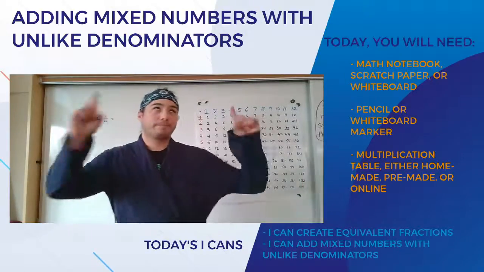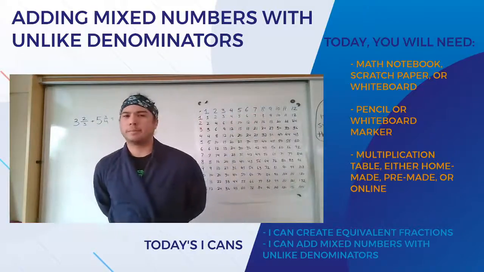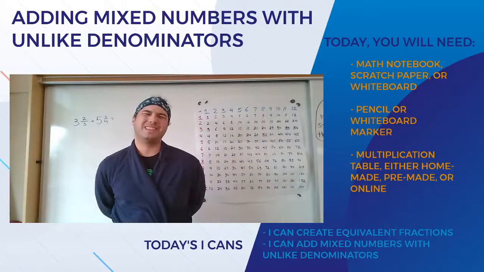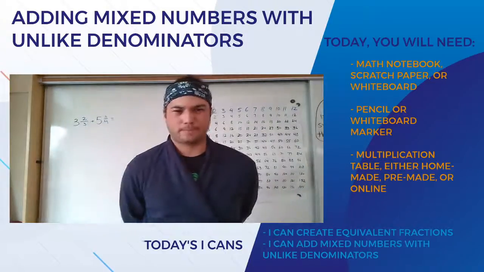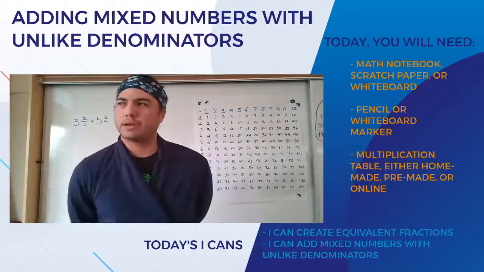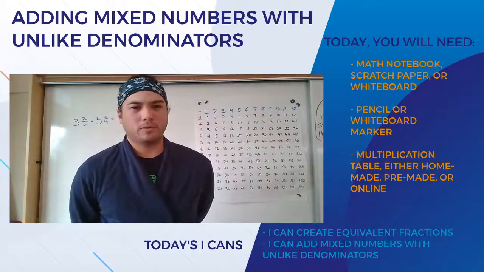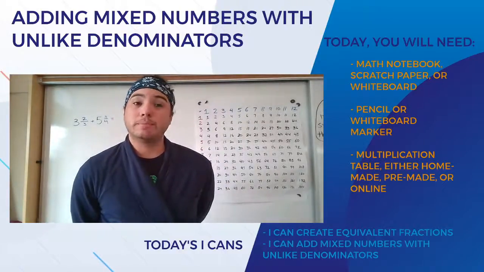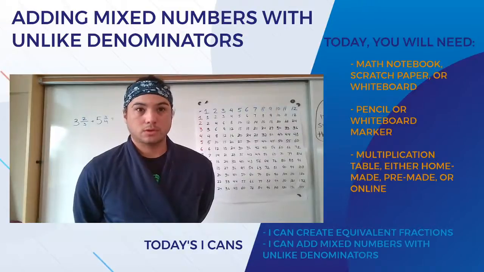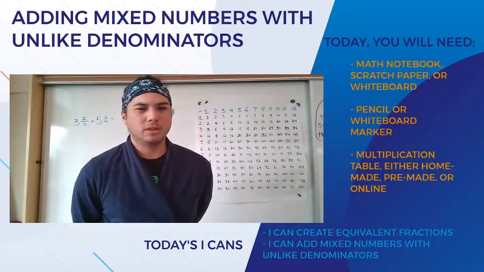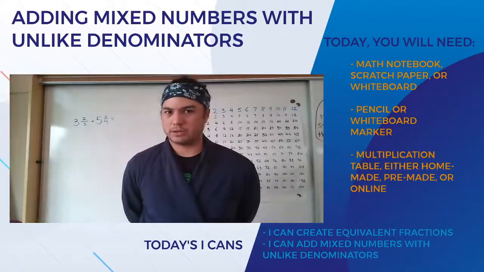So today, we're adding mixed numbers with unlike denominators. I bet you're thinking, wait, Mr. Taco, we did that yesterday. Correct, we did. We're going to do it in a little bit of a different way today, though. We are going to really think about and look at how we can use improper fractions to add mixed numbers. It's going to be a little bit of a different strategy than yesterday.